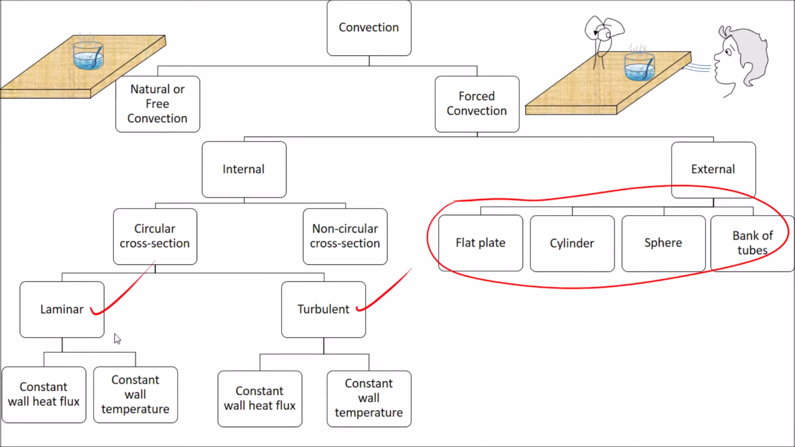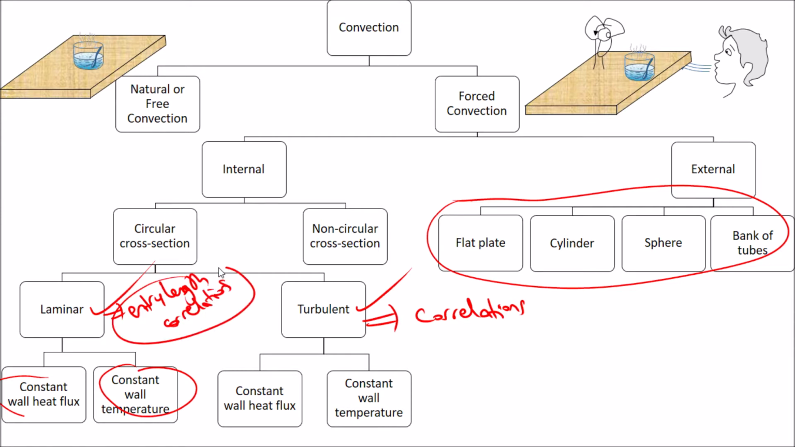If it is laminar or turbulent, it doesn't matter. We have the constant wall heat flux case and the constant wall temperature case for each of them. For turbulent flow we use correlations. For laminar flow we have the formula, but for entry length again we have correlations. The rest for laminar flow we can use the formula.